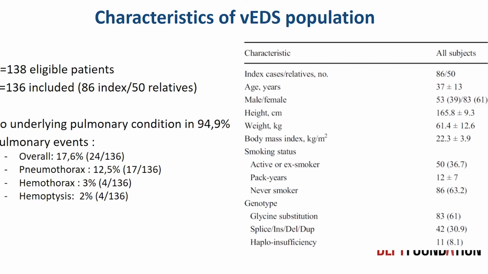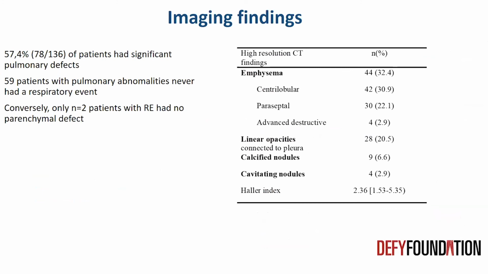So the main imaging findings are noted here. We identified in almost 60% of patients abnormal images during CT scan of the lungs, which is quite impressive.